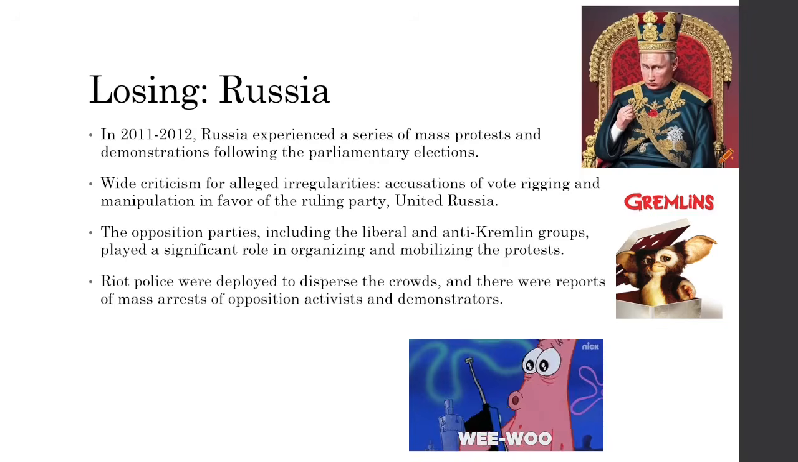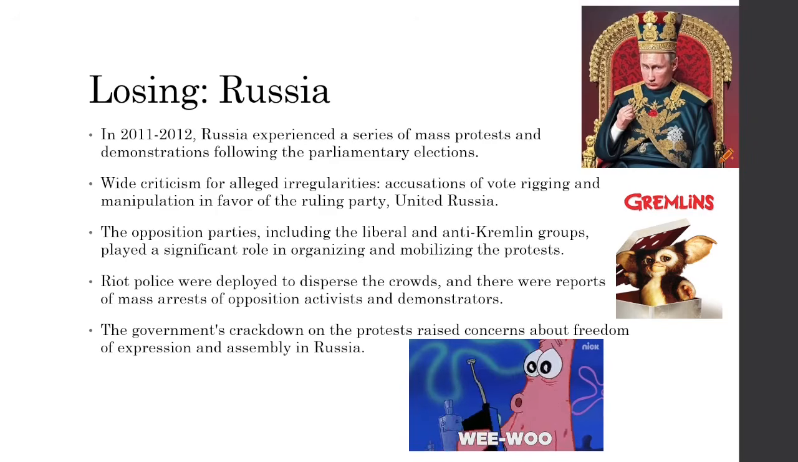There were riot police that were deployed. That was the government's response to this, and their role was to just kind of disperse the crowd, send everyone home for the night. But there were reports of mass arrests of these liberal and anti-Kremlin groups that were protesting the government. The government's crackdown of these protests, this very active crackdown, raised concerns about the freedom of expression in Russia. People, after they saw that these people were getting arrested, were like, whoa, this is a country. We should have the freedom to protest the government. While Putin's like, no. You can't do that.